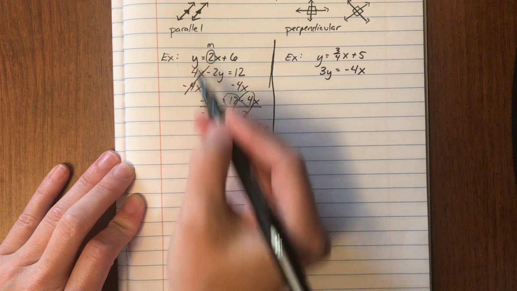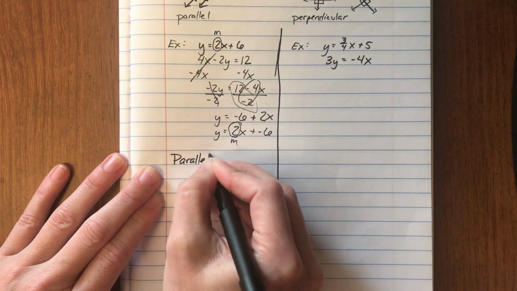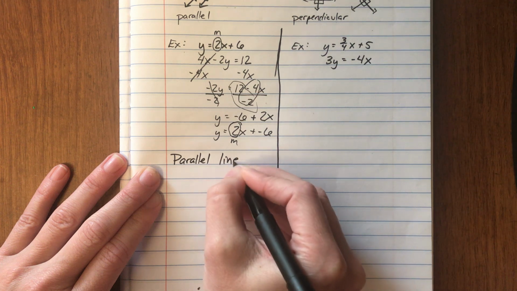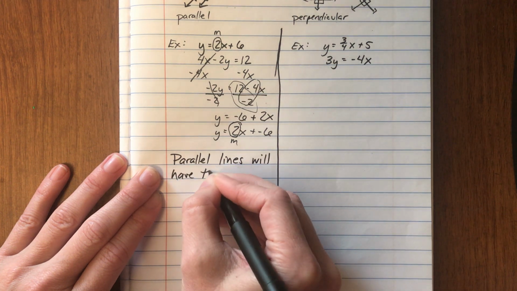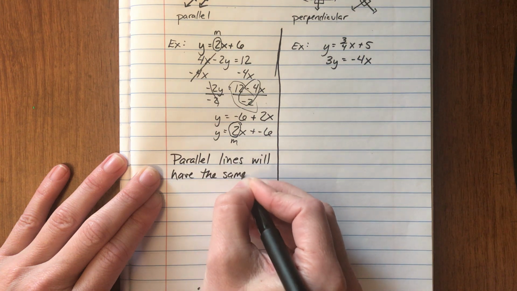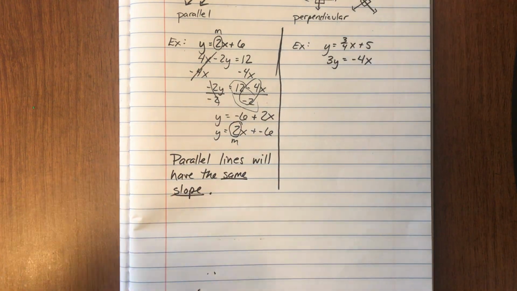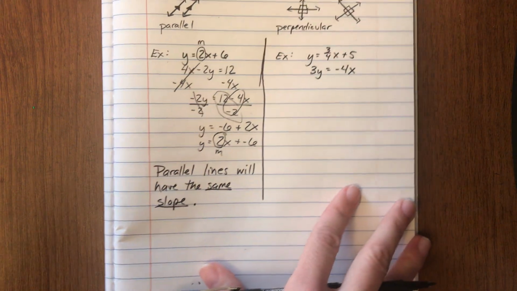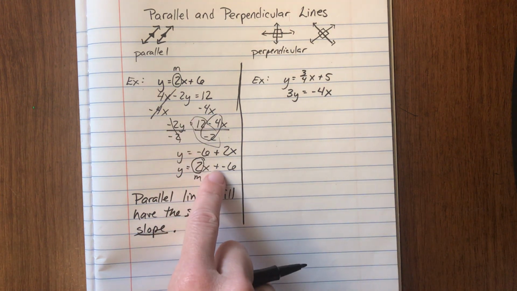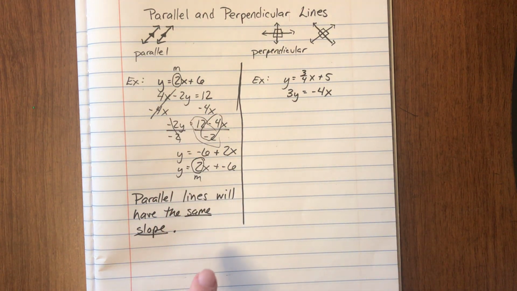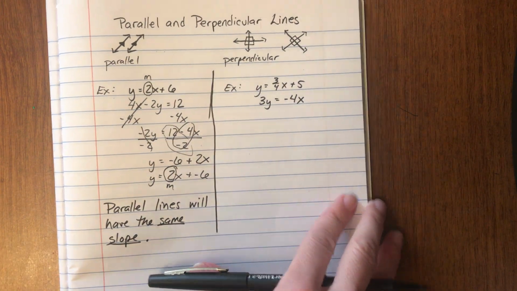For parallel lines will have the same slope. Same slope. I'm going to underline that. Parallel lines have the same slope. And so if you're given two lines and they have the same slope, even if their intercepts are different, right? Of course, they are going to be parallel to one another. Now, let's take a look at what happens in the second example.